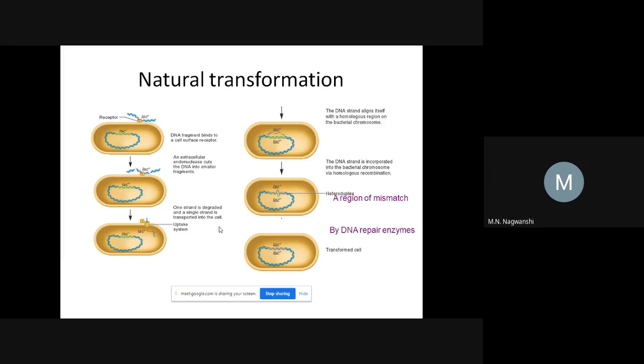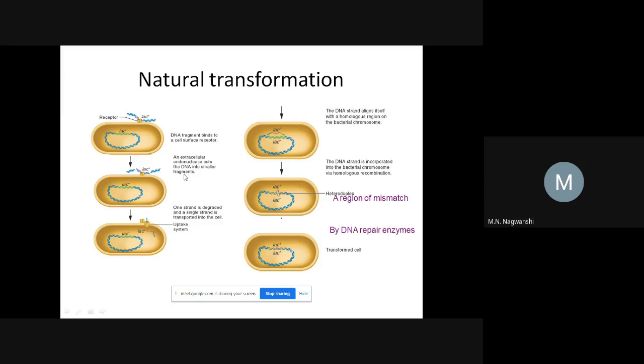So here you can see this is the bacteria, and this bacterium does not have the DNA fragments that bind to the cell surface receptor. So this fragment is not present in the bacteria, but it is received by the receptor which is present on the bacterial cell wall. Then an extracellular endonuclease cuts the DNA into smaller fragments.